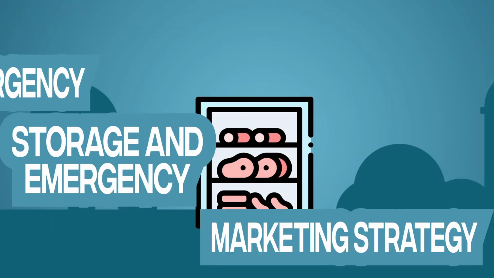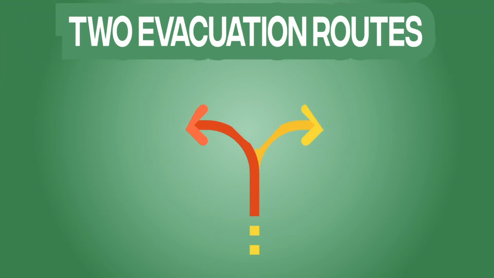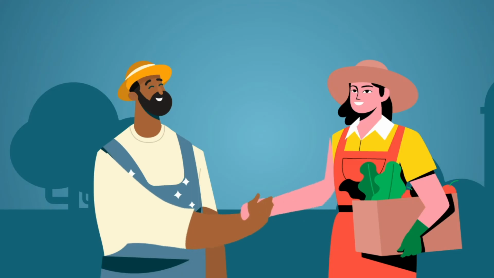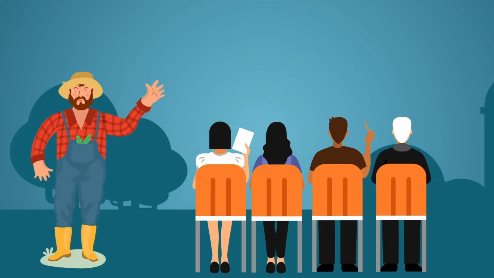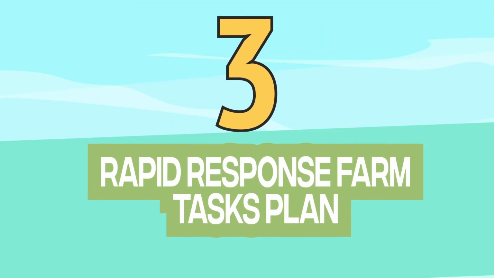If markets or sale channels become inaccessible, have an emergency storage and emergency marketing strategy for your crops. Have at least 2 evacuation routes. Talk to your neighbors to get access if needed. Make sure all farm personnel also know these routes.